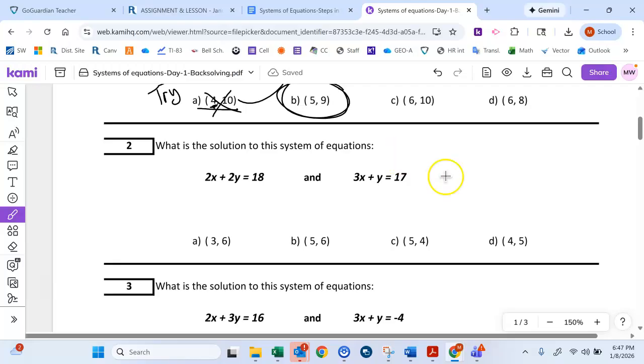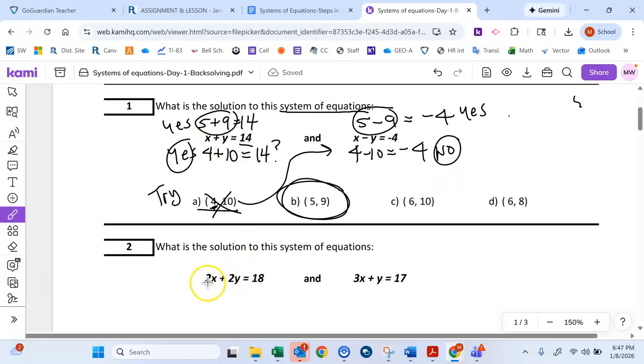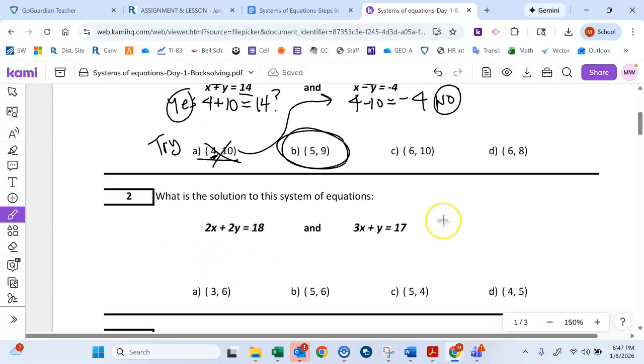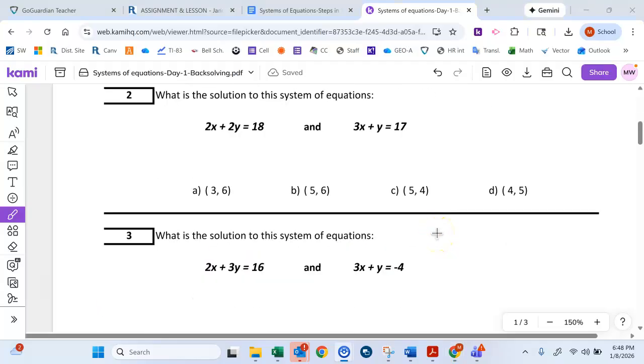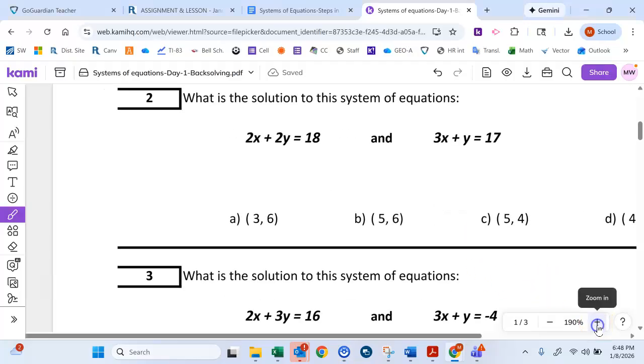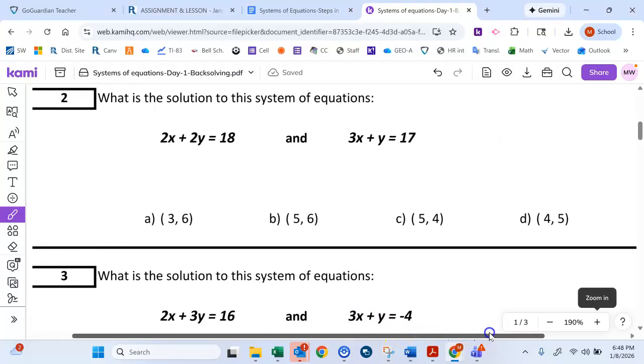So now, that was an easier one, only x and y. Here we have 2x plus 2y. Remember, that's a multiplication, 2 multiplied by that. So let's try this one here. Let's see what we get. Okay, first thing I'm going to try is 3, 6.